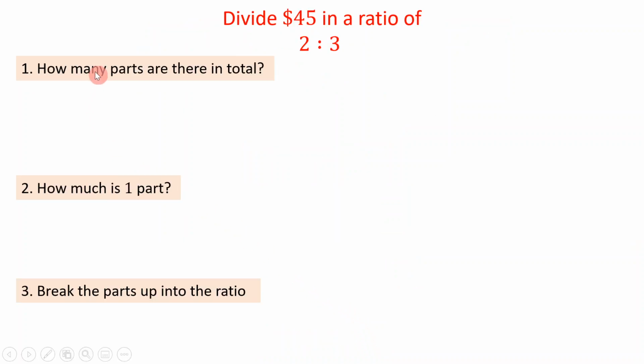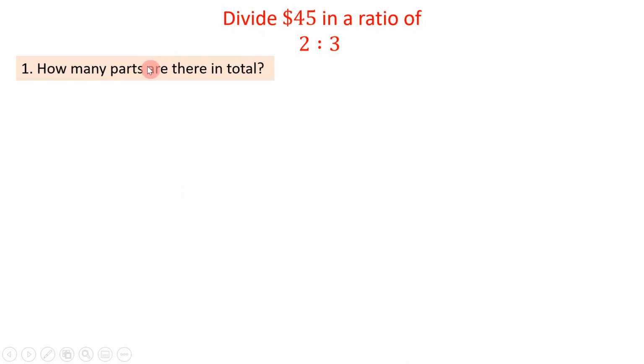We're going to work through the same 3 steps. It says divide $45 in a ratio of 2 to 3. So this ratio is the same, but now we have $45. Let's begin with step 1. Step 1 tells us to find how many parts there are in total. Well, I have 2 parts to 3 parts, so 2 plus 3 is 5. This means there are 5 parts in total.